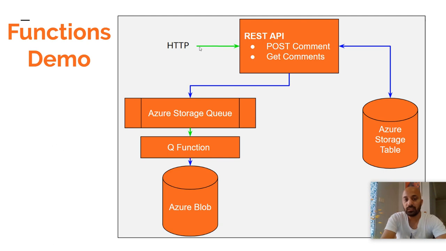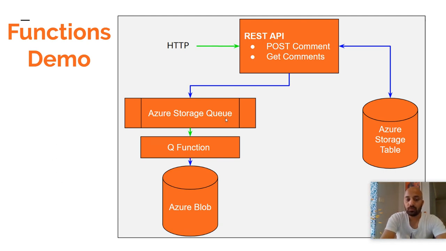As you can see, the green arrows are basically triggers and the blue arrows are bindings. So when we call the REST post API, it will actually create a comment down into the Azure storage table. And we will show you when things go to the storage table. In parallel, in the same API, we will also post a message into the Azure storage queue.